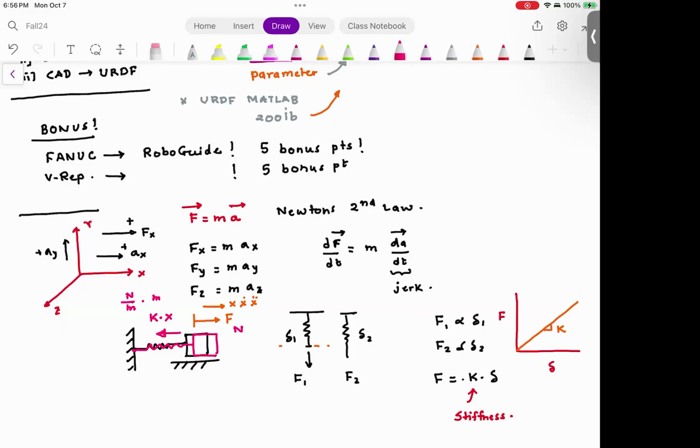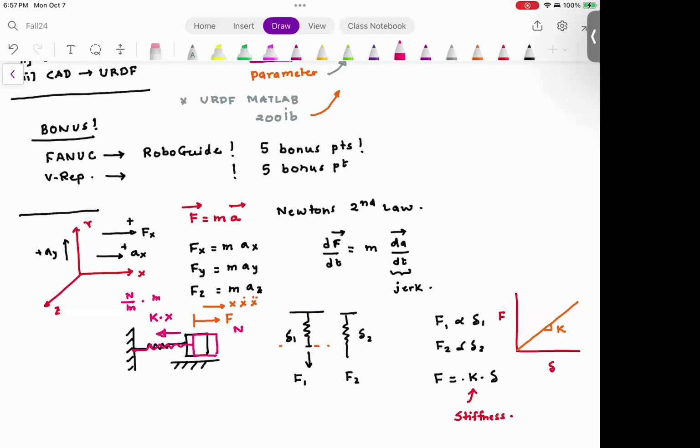Everyone understood this? Once again, it is extremely important to note that force is going towards the right, which is the positive x direction. Displacement going towards right, positive x direction. Velocity going towards right, positive x direction. Acceleration going towards right, positive x direction. Everyone understood this? So all these quantities are positive.